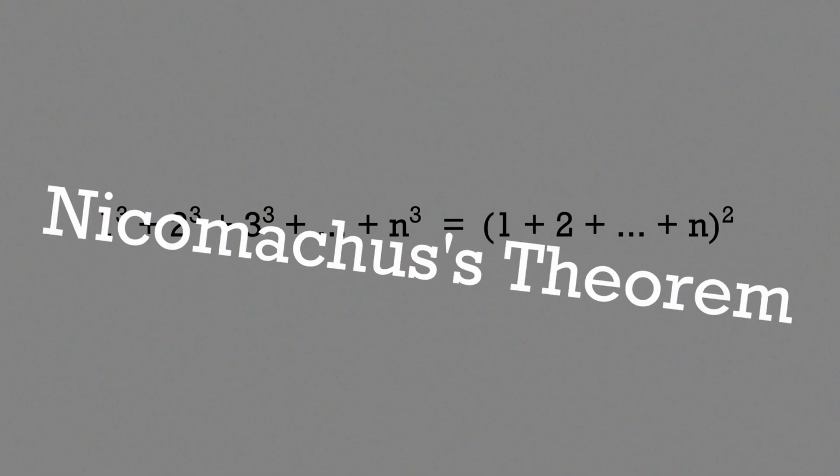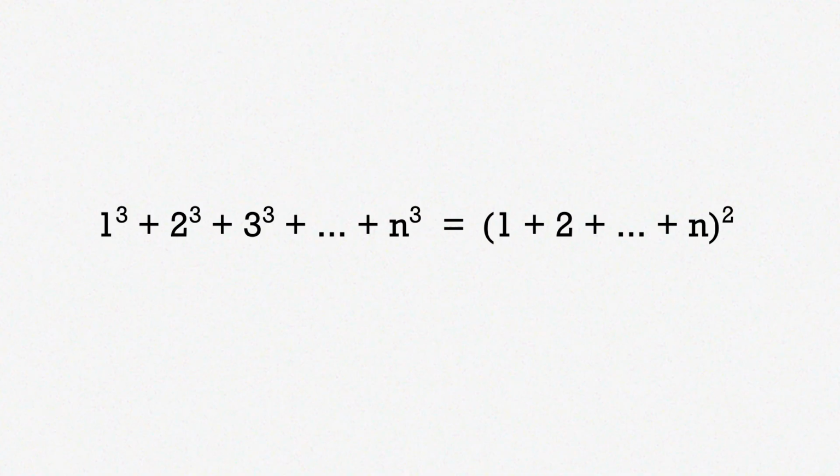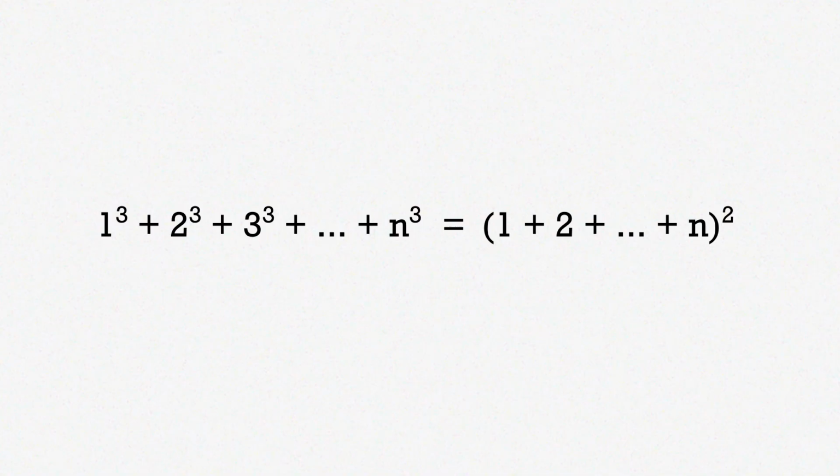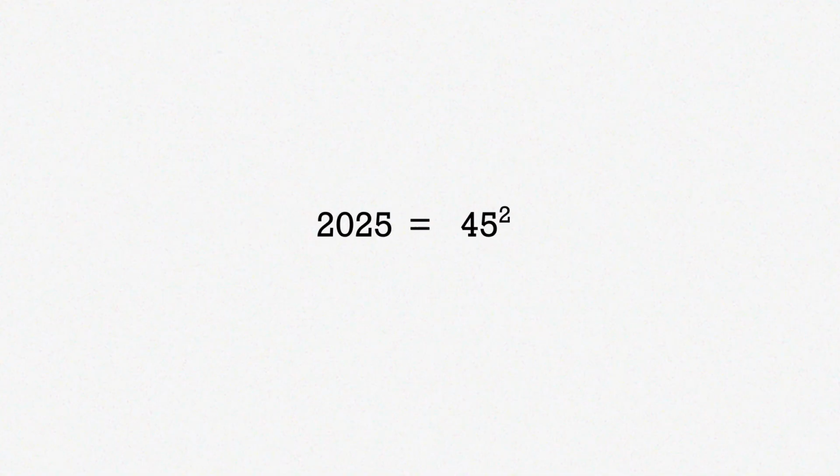Or is it Nicomachus' theorem? Some of the pronunciation guides differed a bit on this one. Regardless, this theorem actually went somewhat viral last year. 2025 can be expressed as a sum of cubes. It's 1 cubed through 9 cubed.